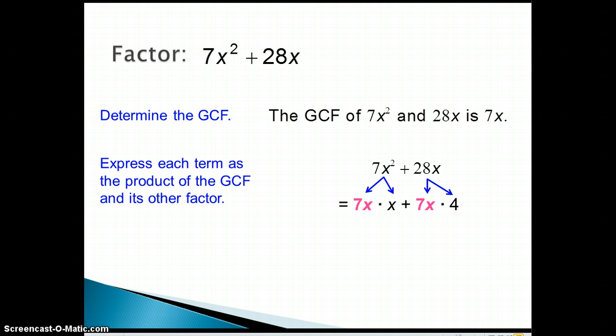Now we're going to use the distributive property. We're going to pull that GCF out front of a set of parentheses, and the other factors that are remaining will go inside the parentheses, along with the operation symbol. Notice that if you distributed the 7x back through, you would end up with the expression that we started with. And that's a great way to check your answer.